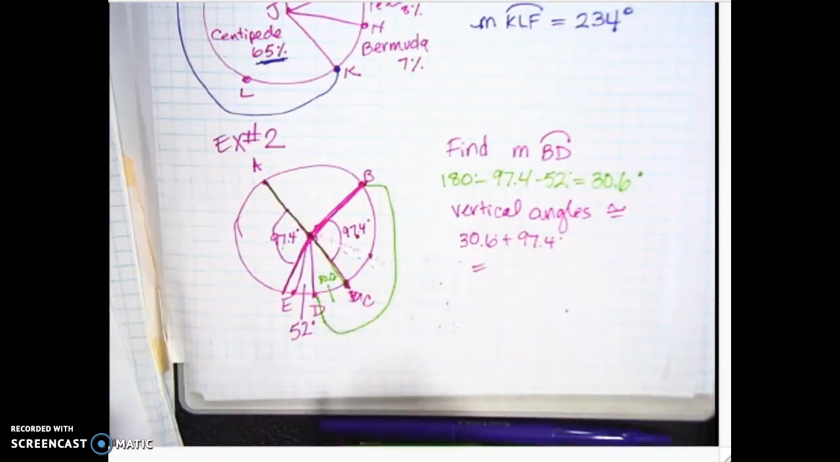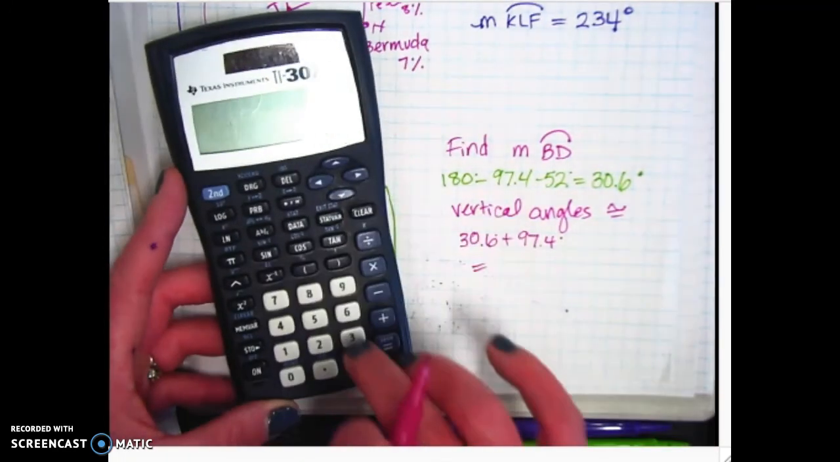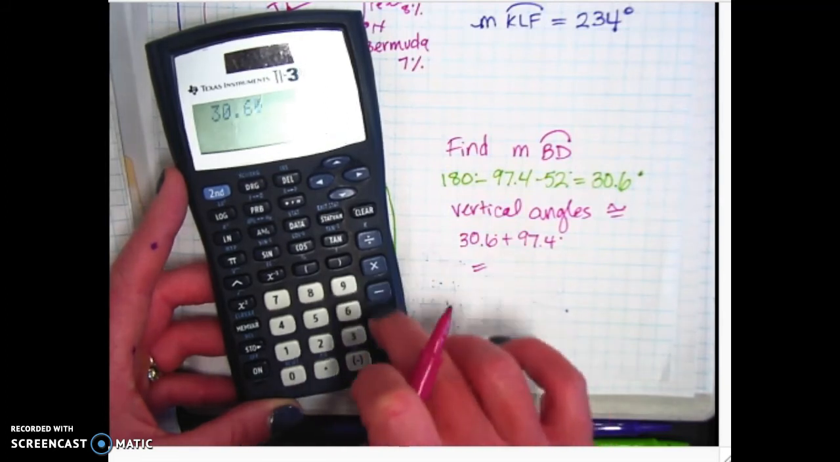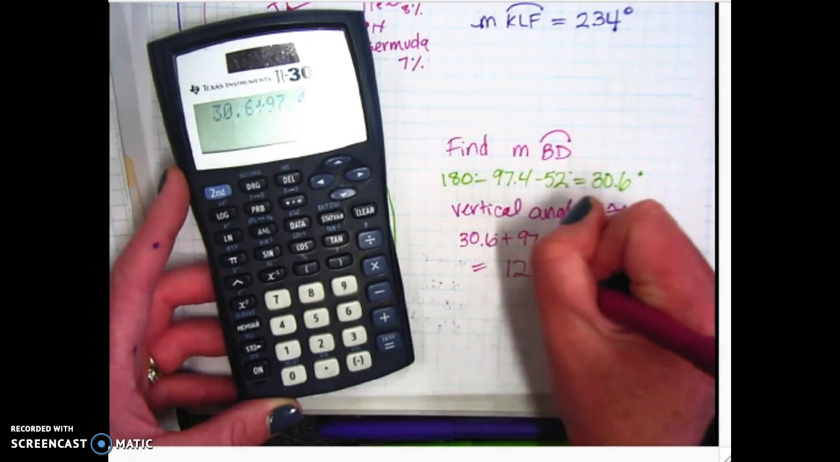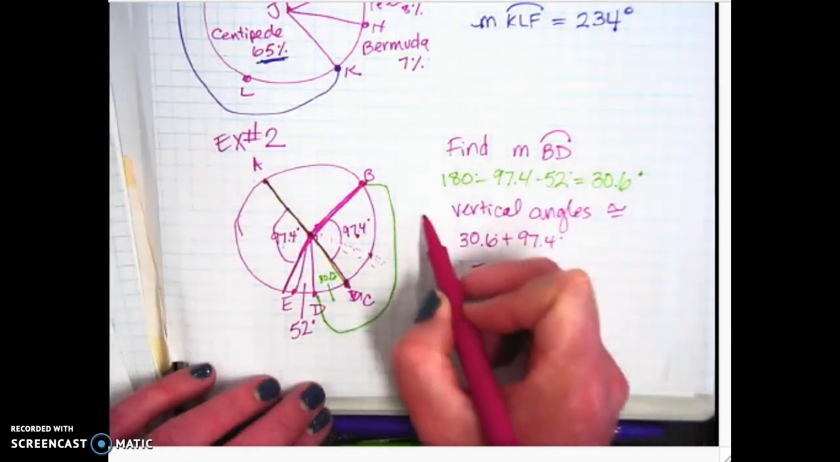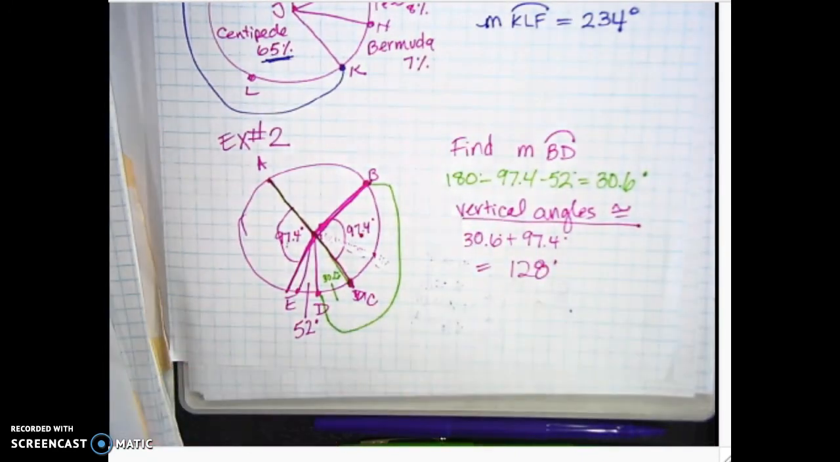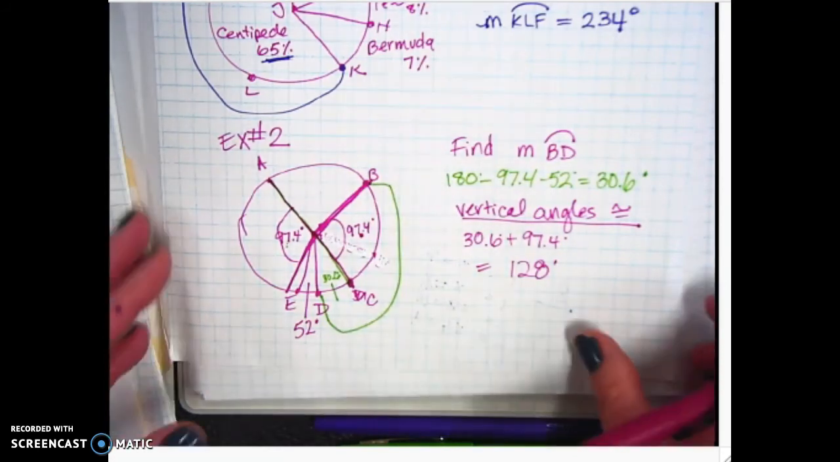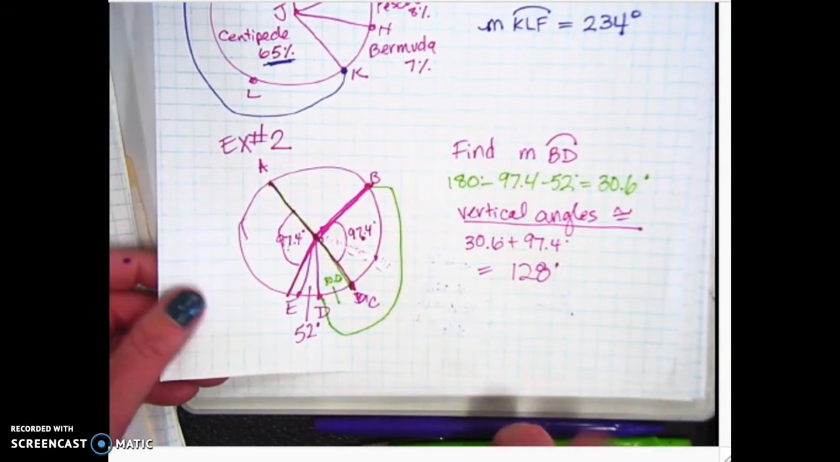And our arc BD is 30.6 plus 97.4. We are at 128 degrees. Okay? So this is something to look for. Vertical angles. If you see vertical angles where they make that X, then the two angles opposite each other are going to be congruent. Any questions on example number 2?